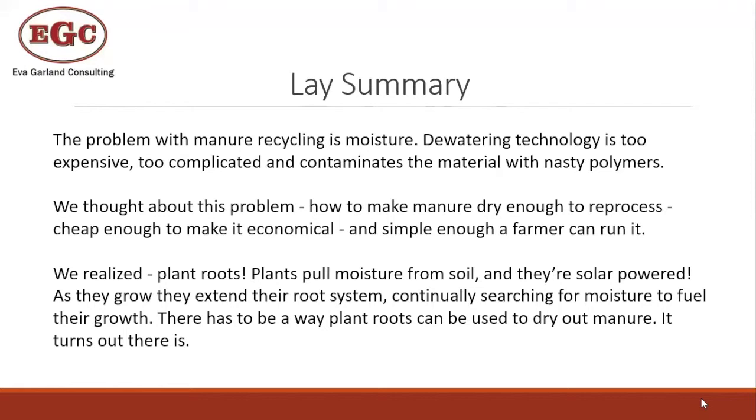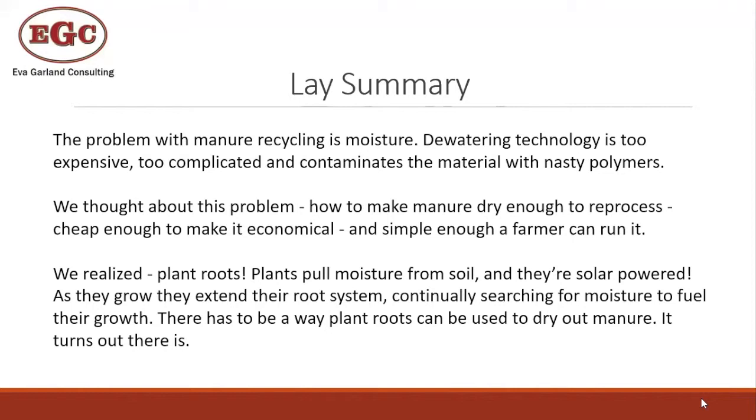The problem with manure recycling is moisture. Dewatering technology is too expensive, too complicated, and contaminates the material with nasty polymers. We thought about this problem: how to make manure dry enough to reprocess, cheap enough to make it economical, and simple enough that a farmer can run it. We realized plant roots. Plants pull moisture from soil, and they're solar powered. As they grow, they extend their root system, continually searching for moisture to fuel their growth. There has to be a way plant roots can be used to dry out manure, and it turns out there is.